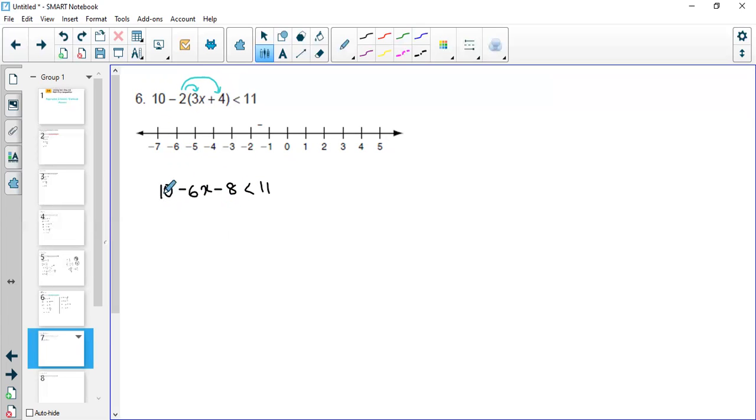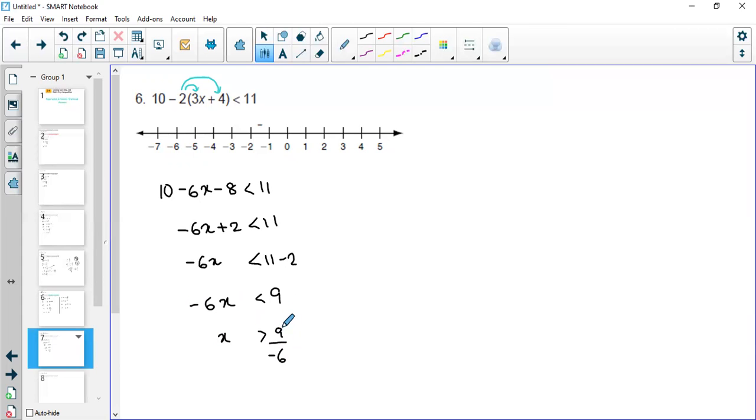Now first let me simplify this side of the inequality because there are two numbers. So 10 minus 8 gives me 2. So negative 6x plus 2 is less than 11, which means negative 6x is less than 11 minus 2. Negative 6x is less than 9. x is going to be greater than 9 divided by negative 6. Hopefully you understood why I flipped the sign, because we are dividing by a negative.